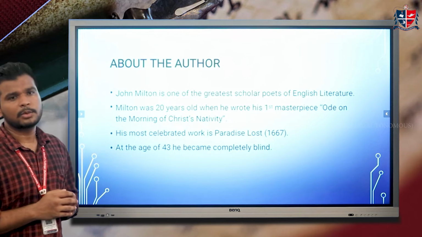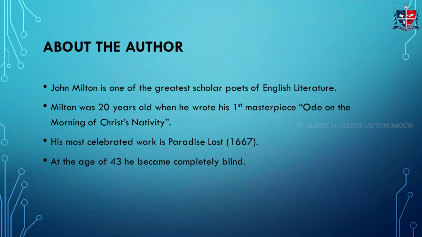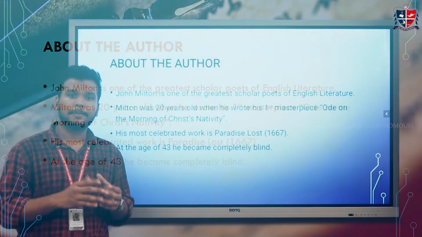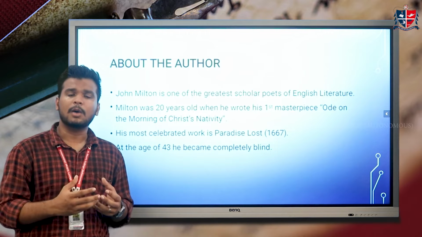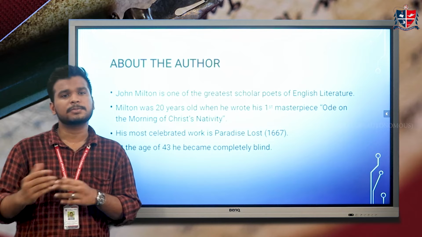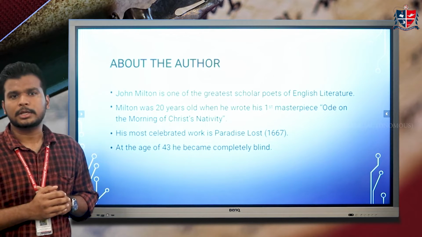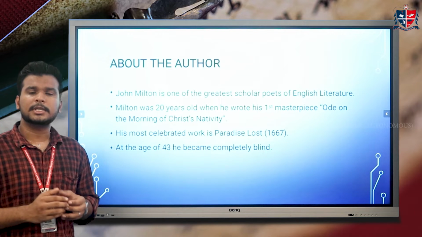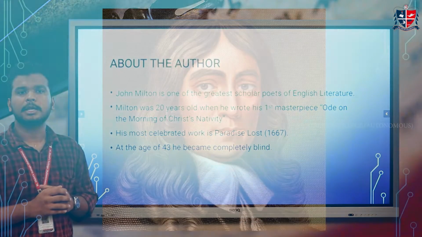Again, his most celebrated work. Milton is basically known for his most celebrated work, Paradise Lost, which was written in the year 1667. What makes this work interesting is that Paradise Lost depicts the story of our forefathers, Adam and Eve. It shows how Adam and Eve lost the paradise of Eden, or how they were expelled from it. And then we have an important point here. Milton slowly started losing his sight, and at the age of 43, he became completely blind.